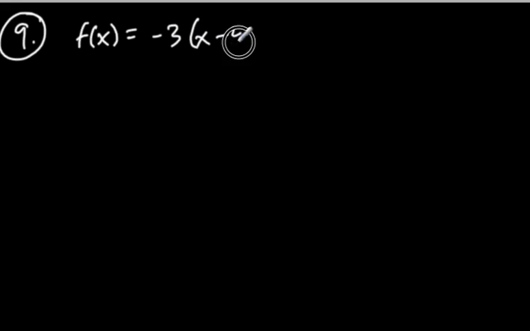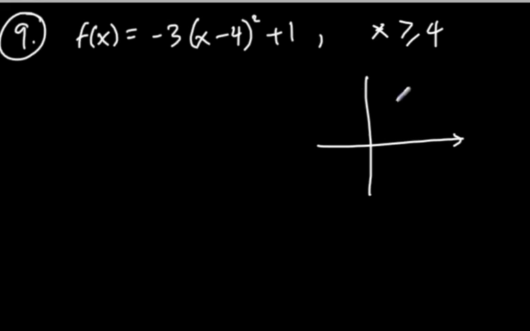So number 9. Number 9 is f of x is equal to -3 (x minus 4) squared plus 1, and x is greater than or equal to 4. Okay, so we have that. So let's just take a look at what that looks like. I'm going to draw that out there. Okay, so this means that there's a reflection, so it's going to go down. It's going to be downward facing. We move it to the right 4 and up 1. And there's a stretch of 3, so it's going to be relatively thin.